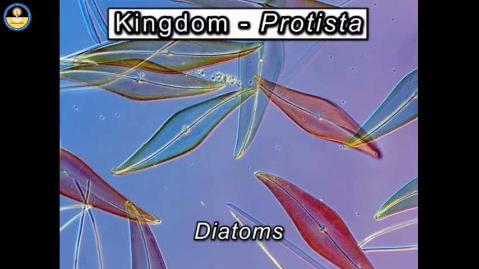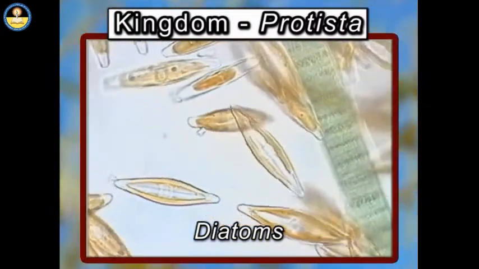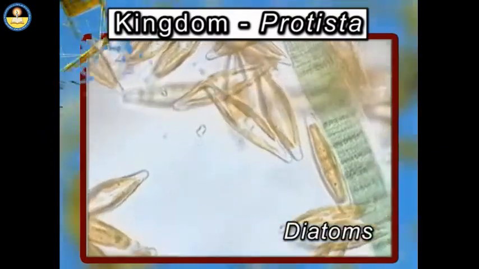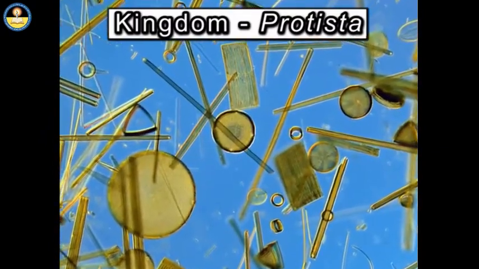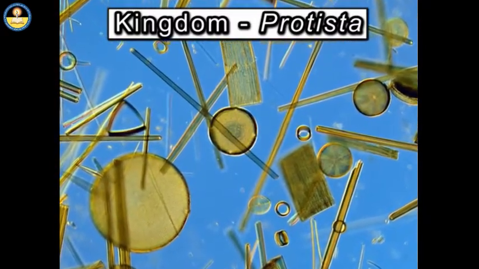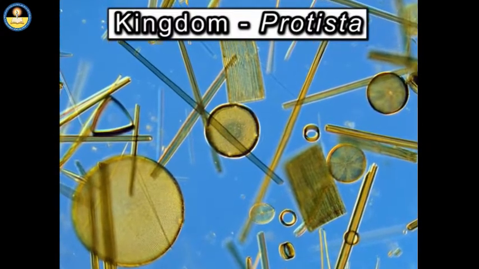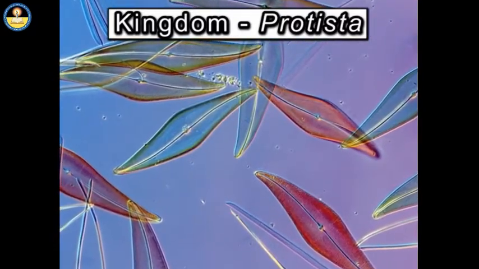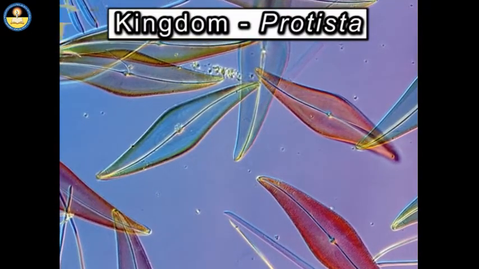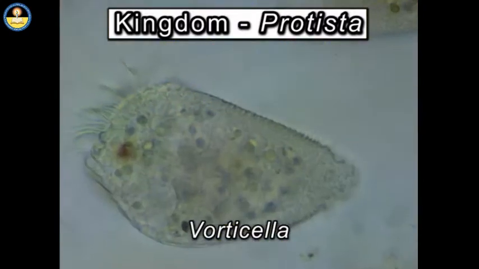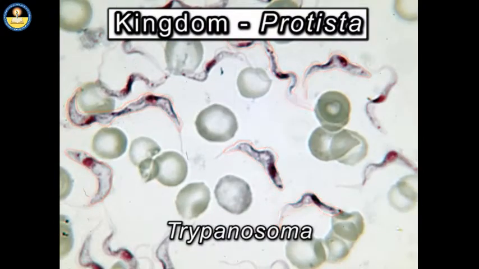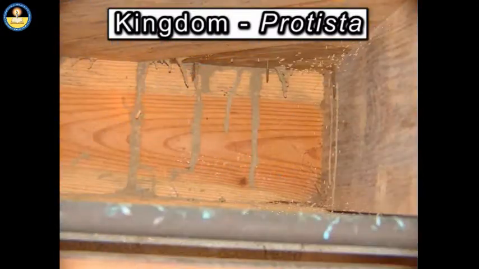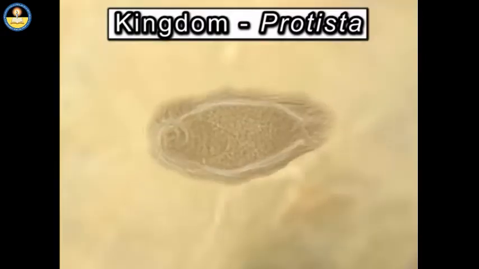Diatoms are also included in this kingdom. Diatoms are unicellular. Their cell wall or shell is made up of two overlapping halves. These are impregnated with silica and often beautifully ornamented. They are responsible for nearly 40% of the photosynthesis that occurs in fresh water and in the oceans. Few well-known examples of protists are as follows: Paramecium, Vorticella, Trypanosoma, Amoeba. Trichonympha remains in the gut of termites and helps in digesting cellulose.